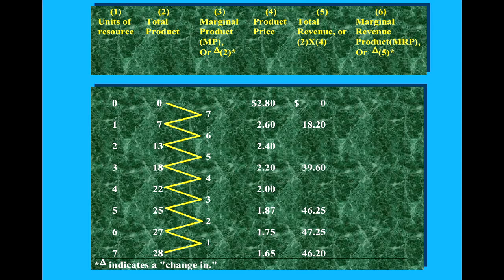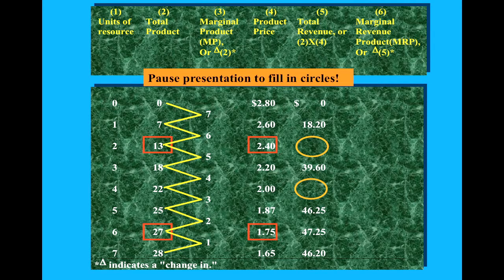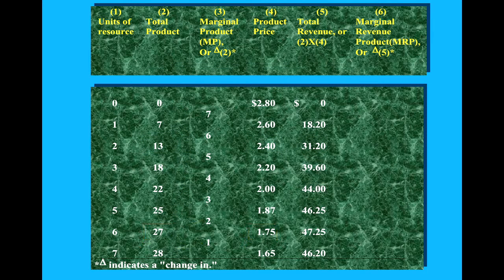Let's start with column 4. Here we assume that product price must be lower to sell the marginal product of each successive worker. For example, if the product price is $2.40, the firm will sell 13 units. However, in order to sell 27 units, it must lower its price to $1.75. For this declining price schedule, take a minute to recalculate the total revenue by filling in column 5. Here's what your table should look like. Did you get it right?